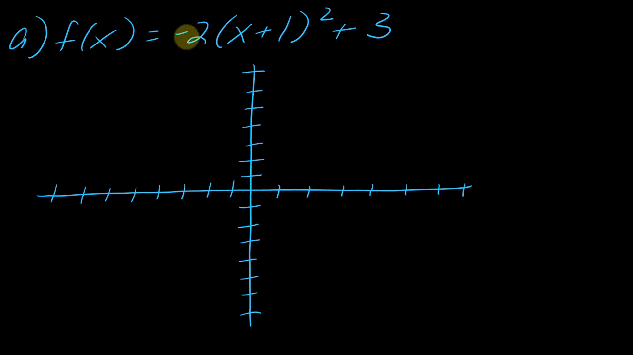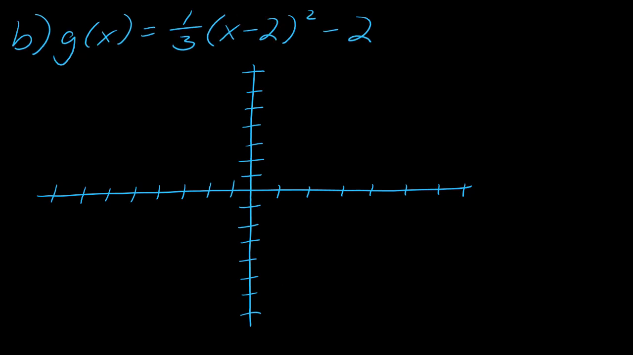Okay, so for this one, I'm going to start by going to the left 1 and up 3. So here's my first point. And now I need to go out 1 and down 2 in each direction. This is telling me to go down 2. So I go out 1 and down 2 in each direction, and that helps me pick up my stretch factor. Okay, let's do the other one.